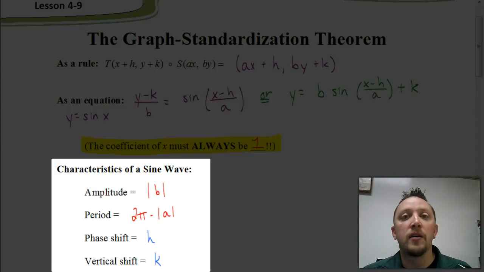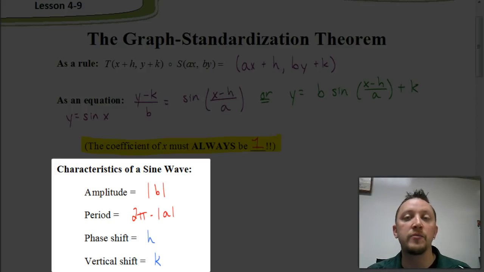And the period, again, is how the graph is being affected horizontally, for which we use our value for a. So if originally our graph has a period of 2 pi, we would take 2 pi times our value for a. Now the only difference is if we're working with tangents. Remember, for a tangent, the period would be pi.